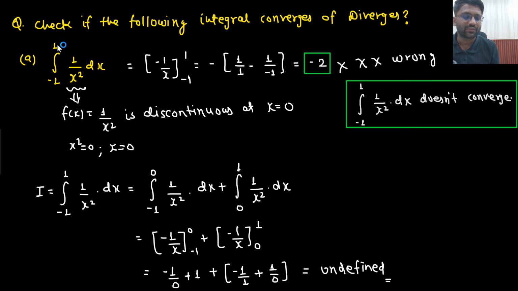So let's check from minus 1 to 1. In between, x equals to 0 is coming. So that's why let's check in this manner. Then you will be able to understand. Otherwise, what would you have done?